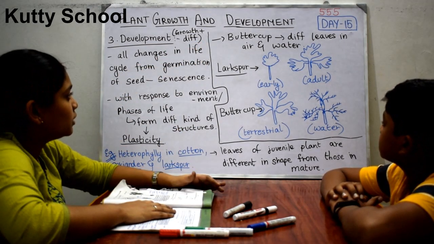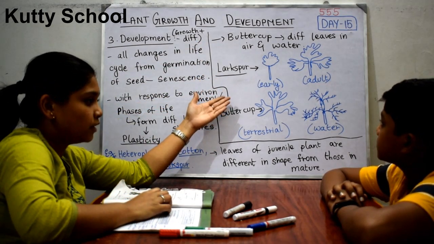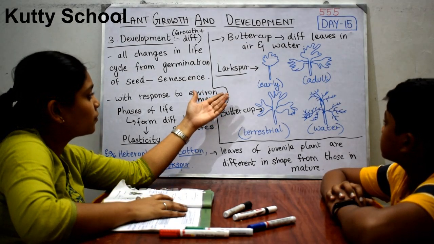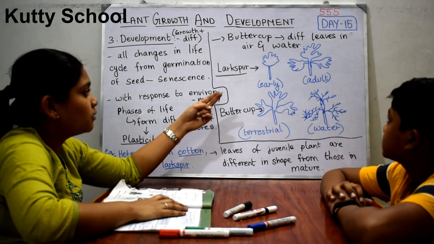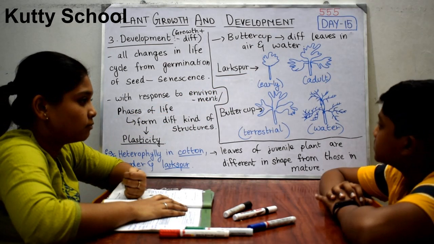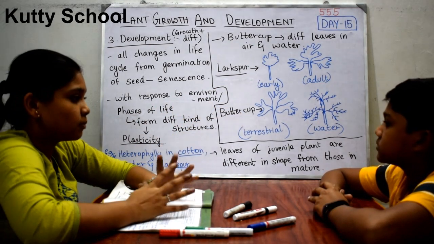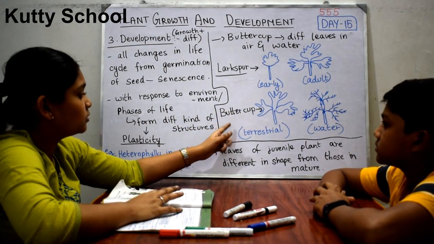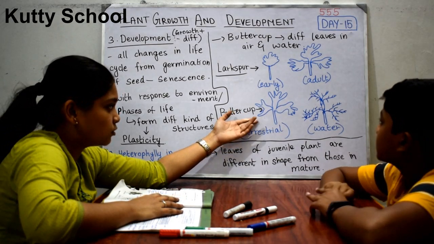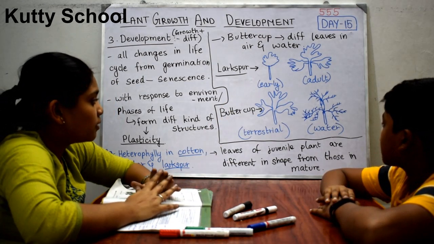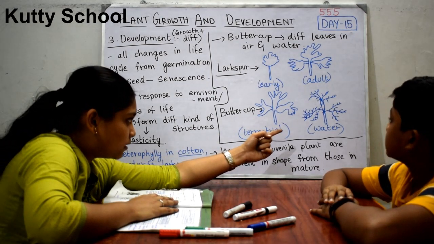If you see in larkspur, earlier when it is in the juvenile phase, when it is starting to grow, the leaf of these plants will be like this. When it becomes adult, the leaves will change the structure like that one. Whereas in buttercup, the terrestrial leaves, which are present in the air conditions, appear like this in structure. When the same buttercup is present in water, the leaves will look like that structure.